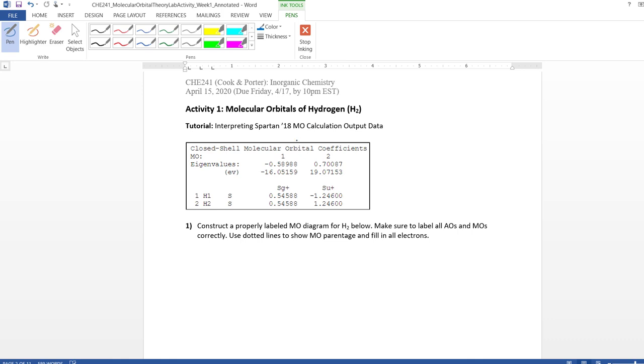What you're going to do is look at this and ask, okay, what do I have? What I want you to focus on are the rows and the columns. It's kind of hard to see, but this is essentially a table. I've got MO, the number of the MO, and going across my first row, I've got MO number one and MO number two. You look down that column, and that tells you the information related to these two different molecular orbitals.